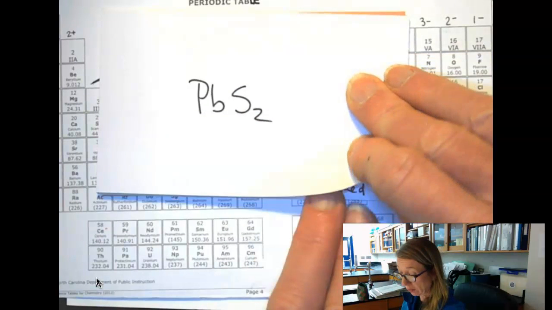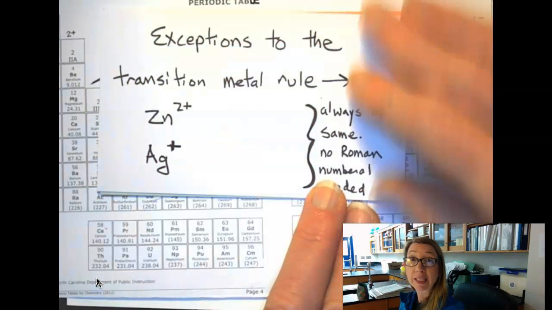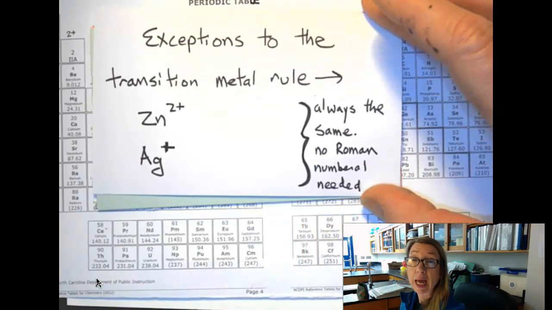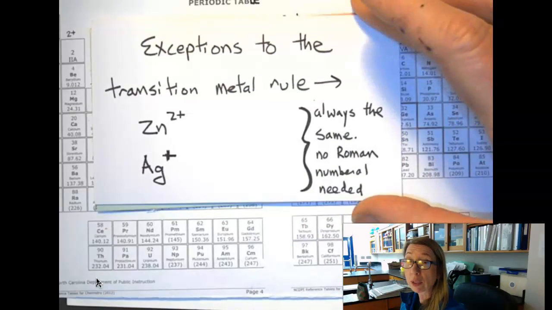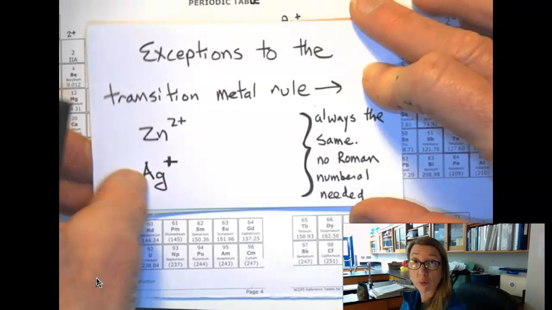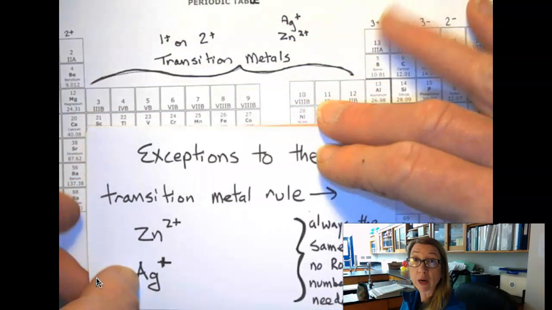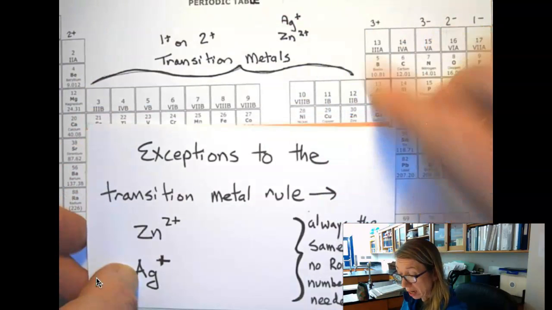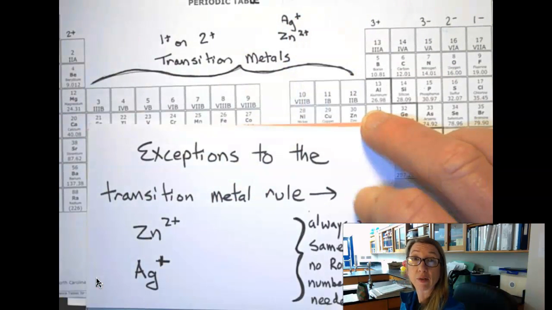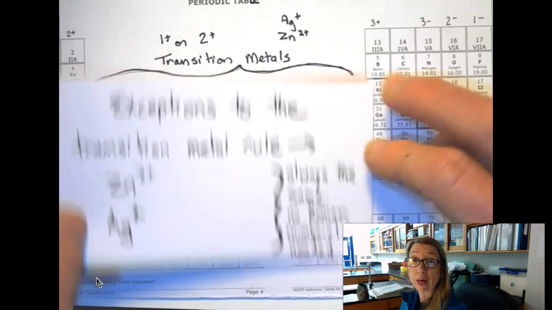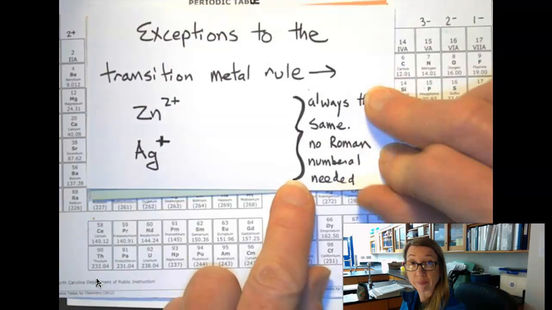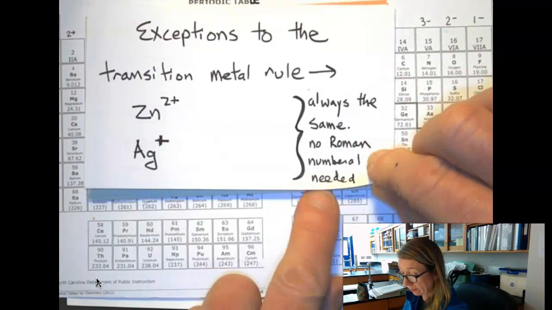This is lead 4 sulfide. Some exceptions to the transition metal rules: zinc and silver always combine the same way, so you don't have to write down the Roman numeral. I would write this right on your reference table above the transition metals, that these are exceptions, silver and zinc. You don't have to write the Roman numeral with them. No Roman numeral needed.